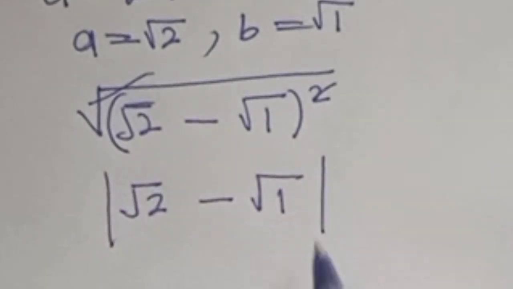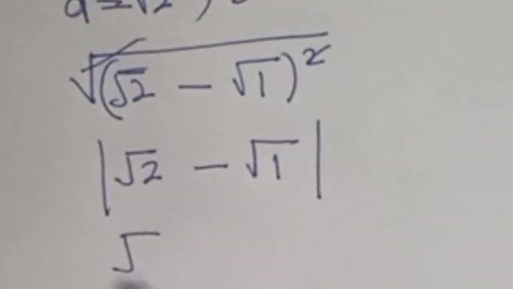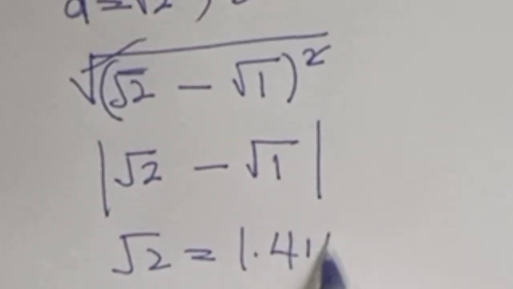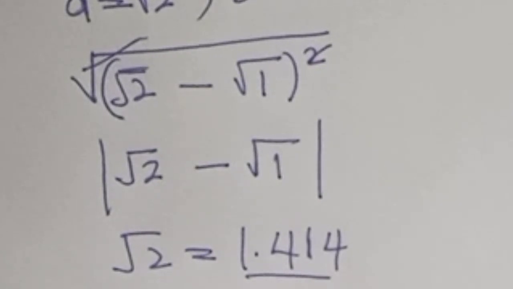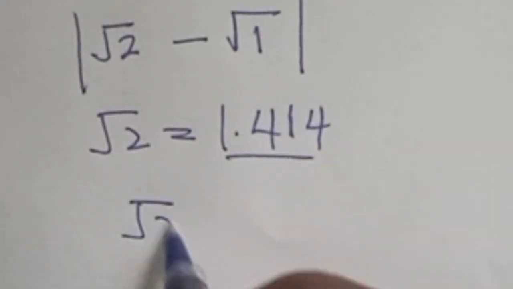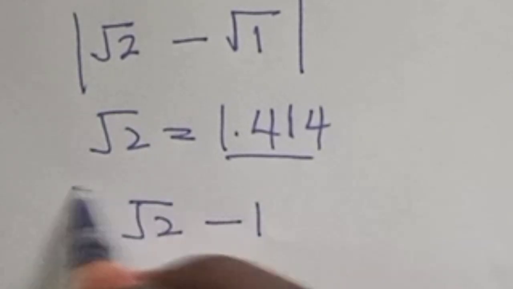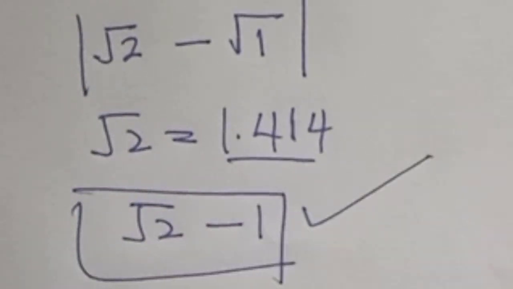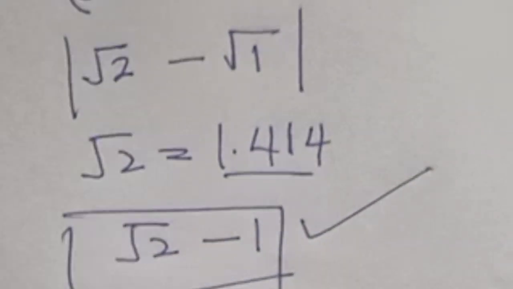So if we do this, because the square root of 2 is given to be 1.414, our answer will be positive. That is to say, square root of 2 minus 1 will be our simplified form of this.